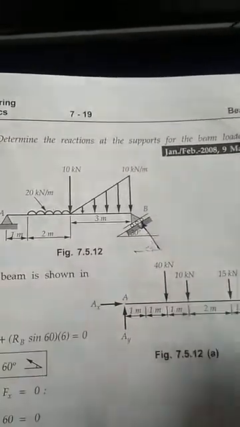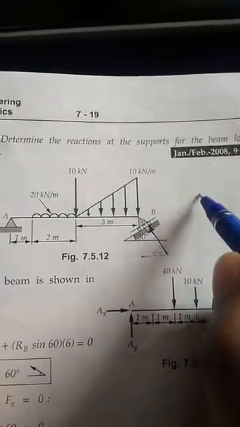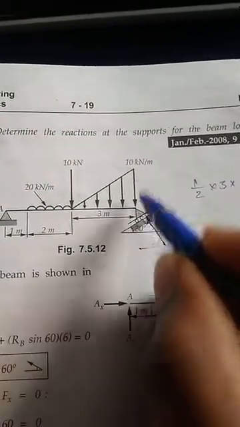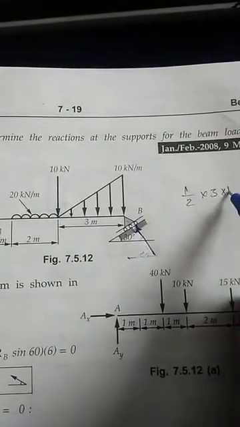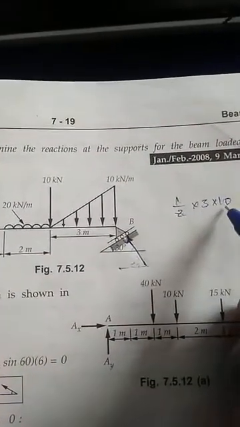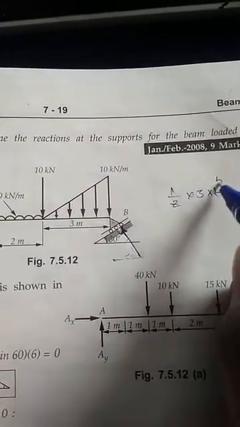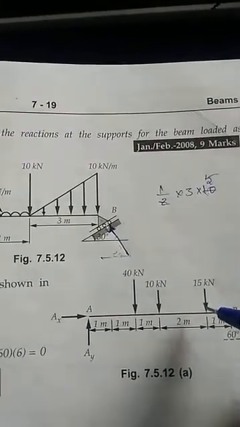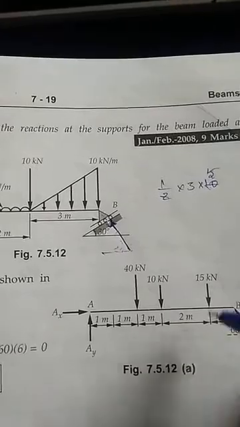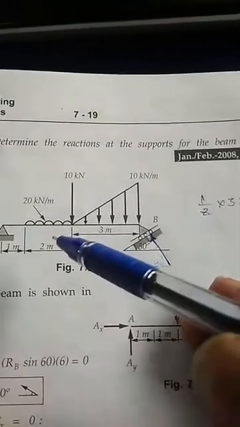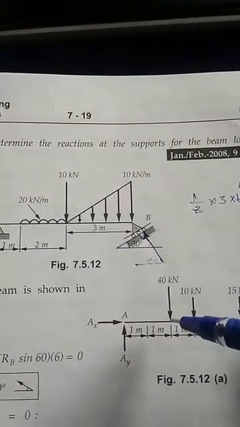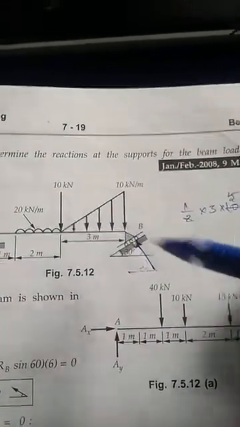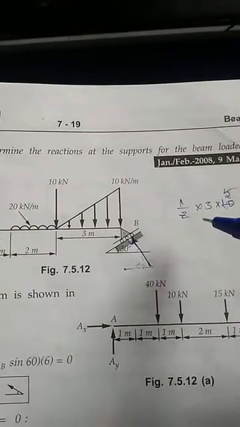So the total length is 3 meter, and 2/3 of that is 2 meter. The load is calculated as half into base into height. The base is 3 meter, the height is 10 meter. So the half and the 2 cancel, it becomes 5, and 3 fives are 15. So a load of 15 kilonewton will be acting at 2 meter from this end. Like this you have to convert the UDL to 40 kilonewton, and the triangular load to 15 kilonewton.